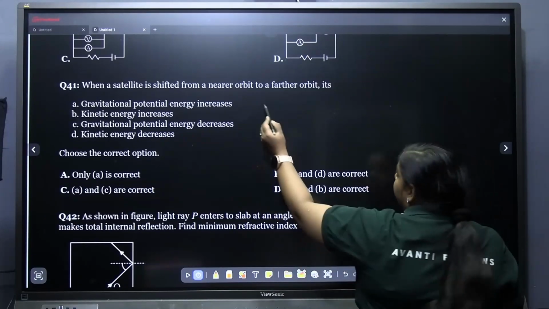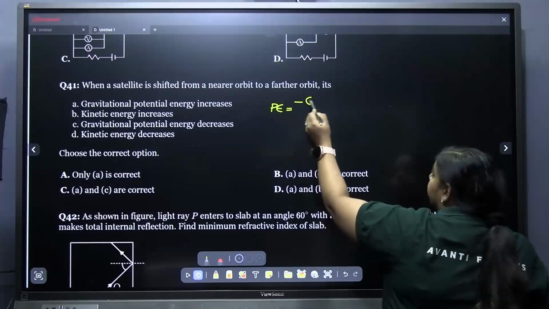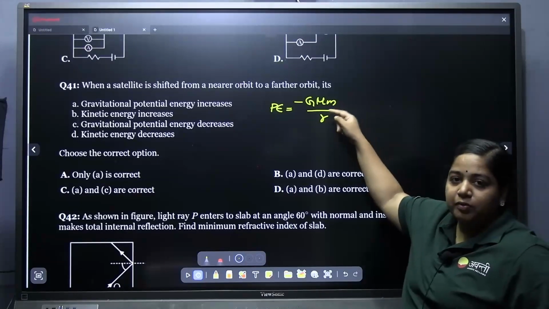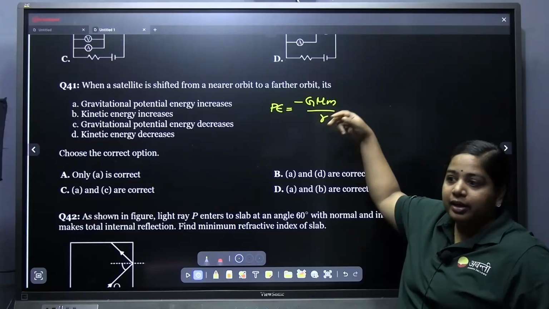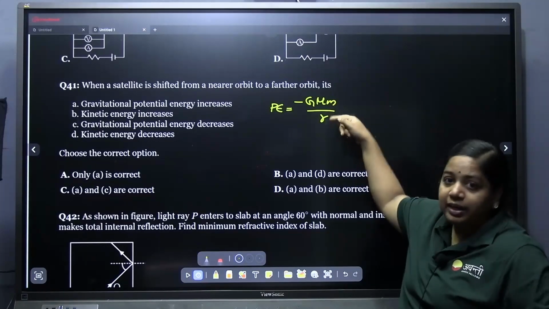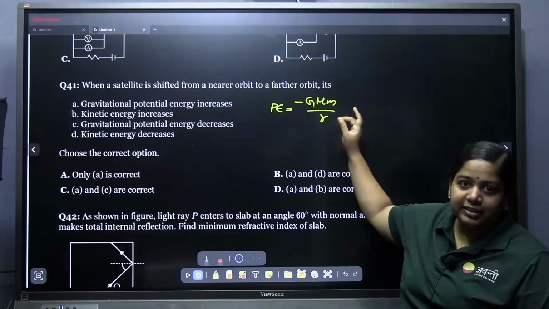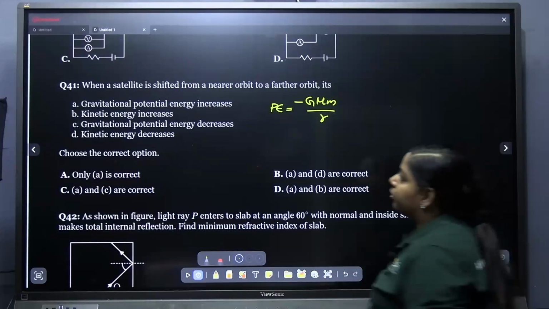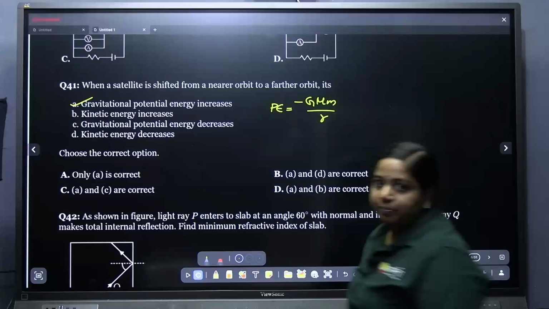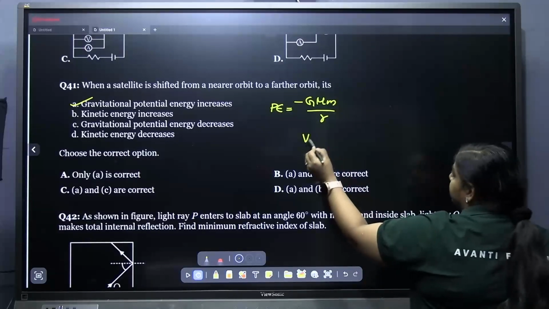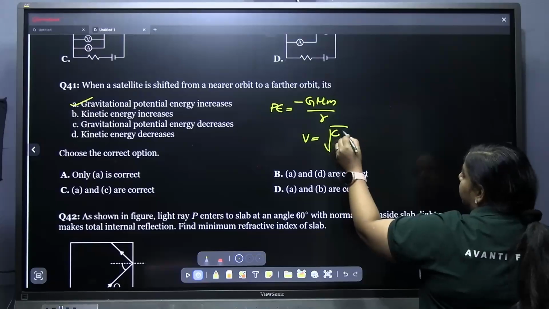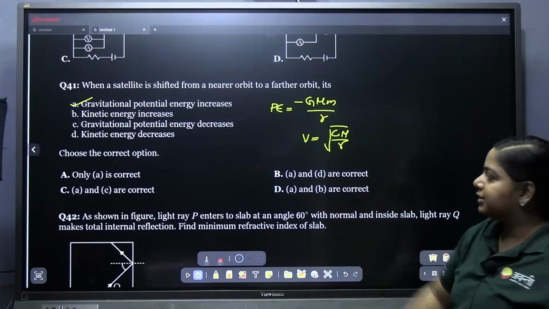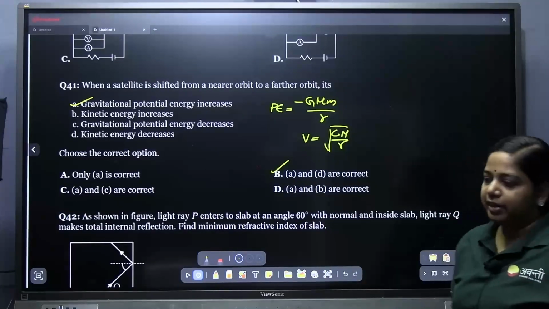Why? Because gravitational potential energy is equal to minus GMm by r. So r is increasing, which means this total value will what? R is increasing, so total magnitude will decrease, but it is negative. So negative decreasing means actually energy is increasing. So potential energy increases, that is correct. And kinetic energy depends on v, where v is equal to root GM by r. R increasing, velocity will decrease, kinetic energy will decrease. So option B is the answer. Very good. Okay.